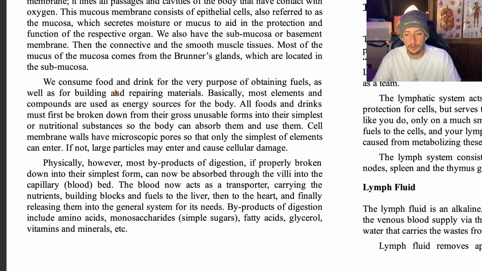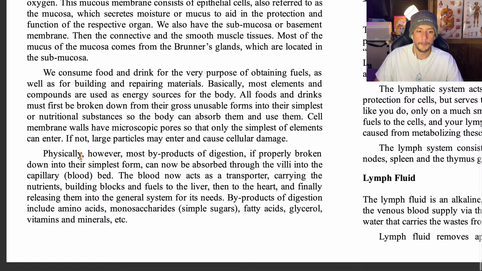This makes perfect sense. Imagine you had a whole tub of glue. You wouldn't just poop out the glob of glue, it would go through a long process, same as with your food, they're all treated differently. Cell membrane walls have microscopic pores so that only the simplest of elements can enter. If not, large particles may enter and cause cellular damage. So you want to make sure everything's working well.